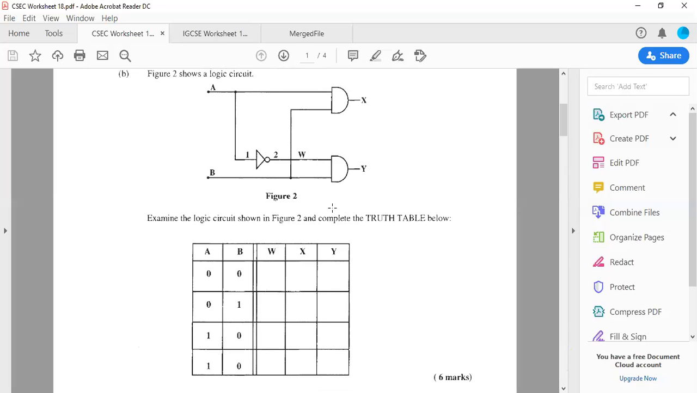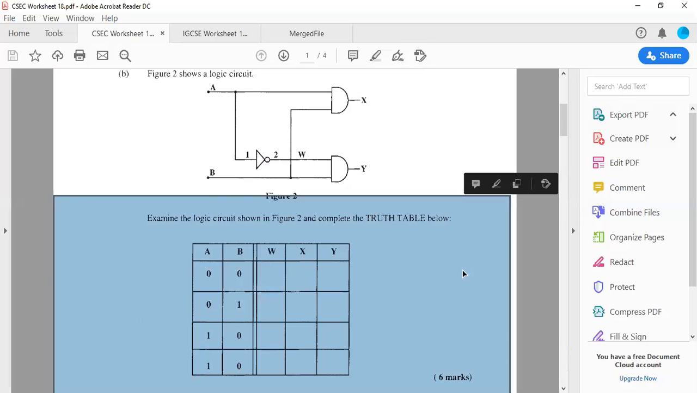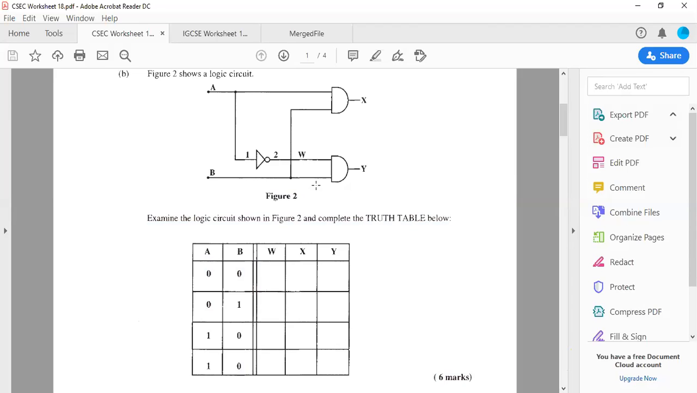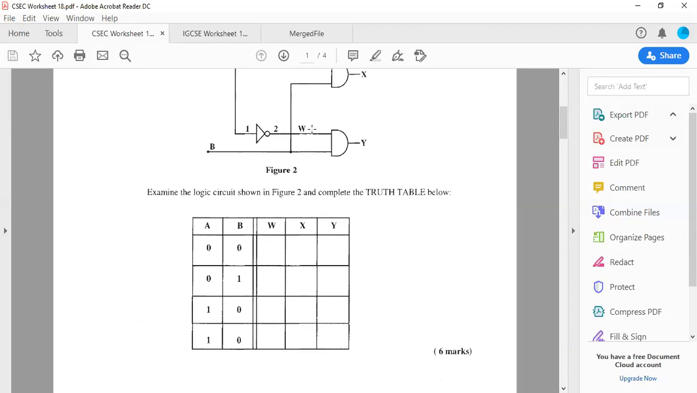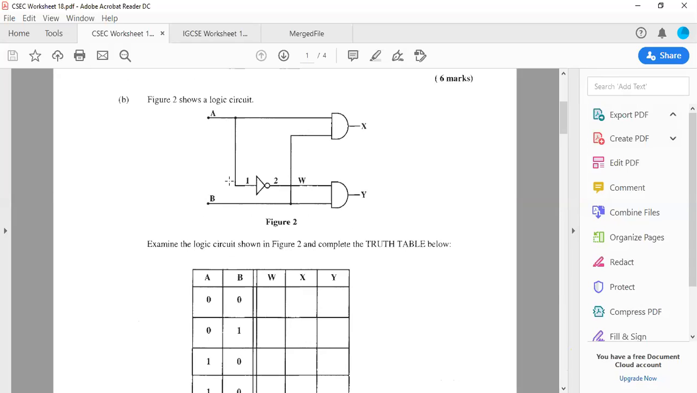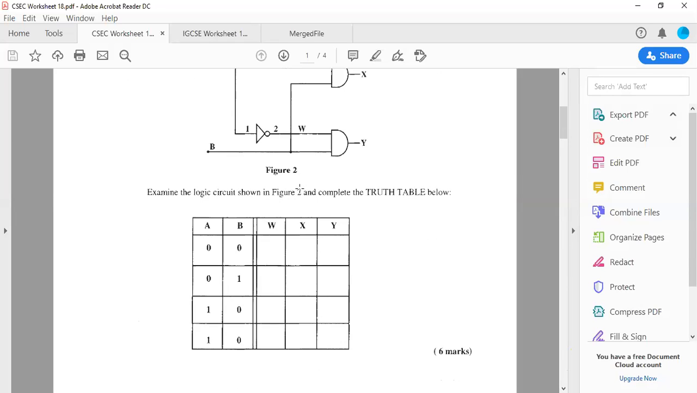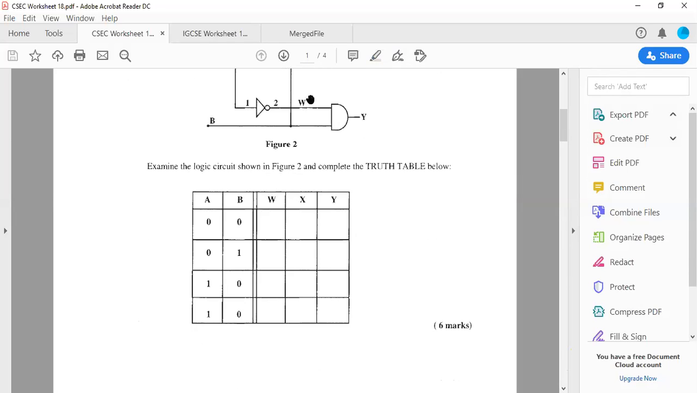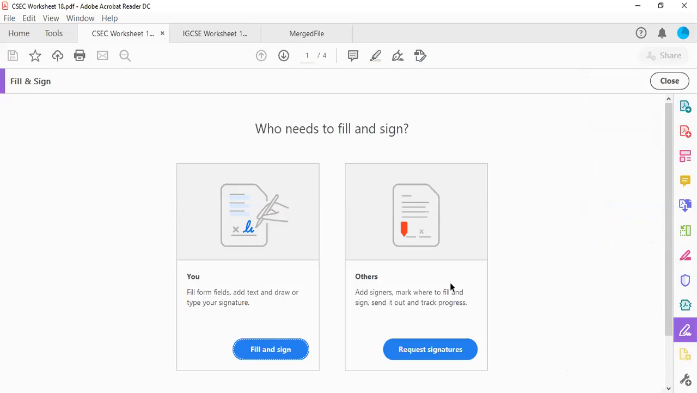So we deal with AND gates. Firstly, we're going to deal with W here. W means that A goes in through a NOT gate and then it comes out the opposite to be W. So W basically is the opposite of A. So we're going to complete this table here.